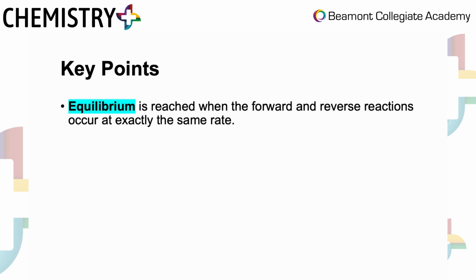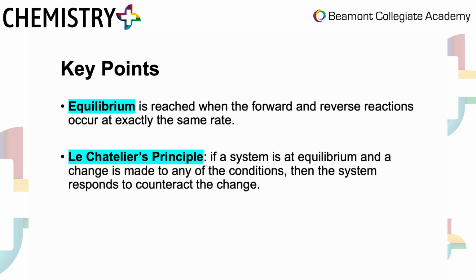Equilibrium is reached when the forward and reverse reactions occur at exactly the same rate. Le Chatelier's principle: if a system is at equilibrium and a change is made to any of the conditions, then the system responds to counteract the change.